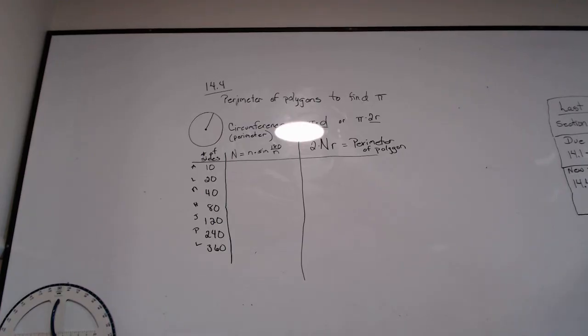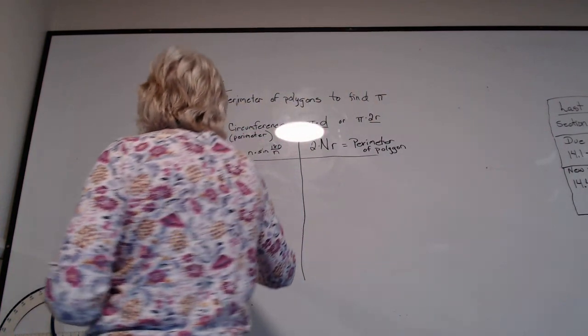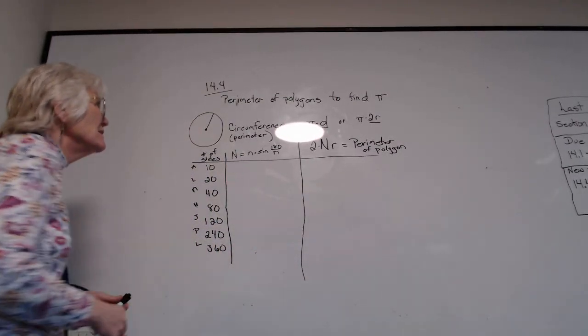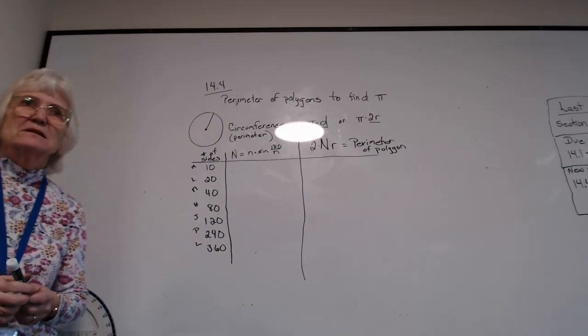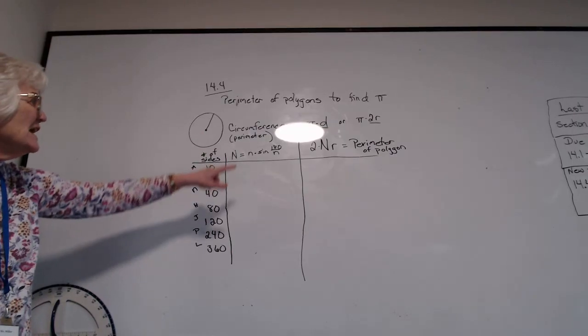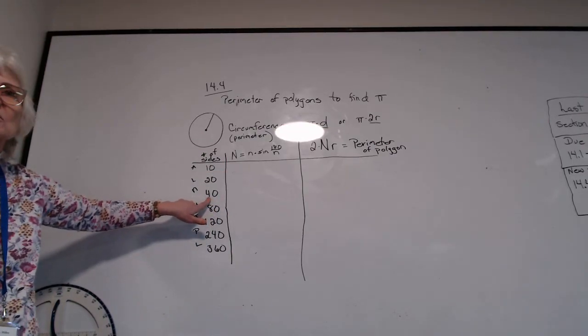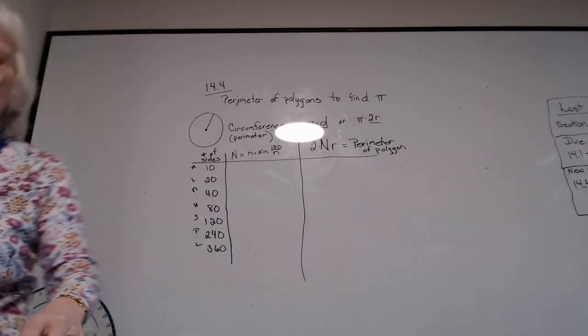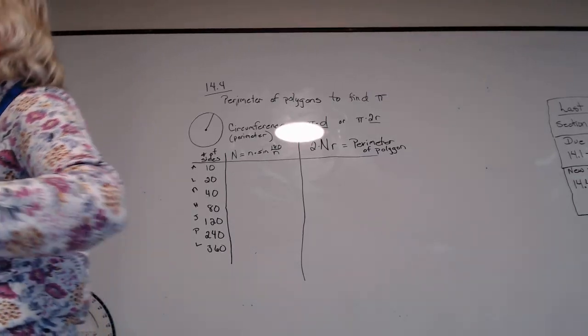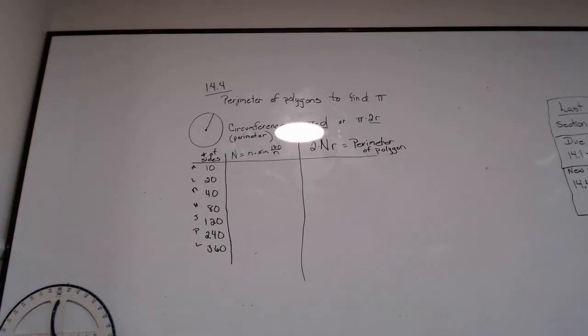Wait, why am I getting 0 whenever I do sine 180? Do you want the full number? Yes, the full number. Write it out as far as you can for N. Now remember, this is number of sides. It's 180 divided by your number of sides. 180 would be 0. Yes. Okay.